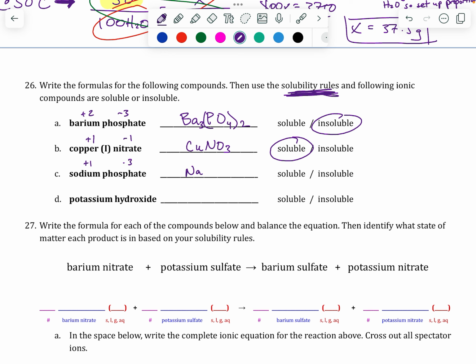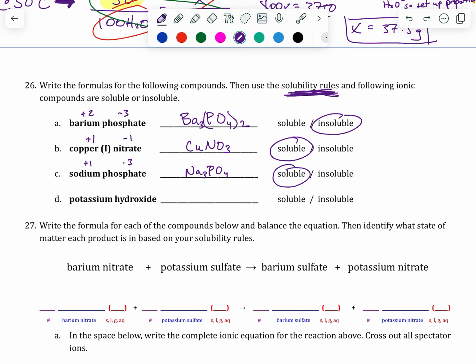So sodium being a +1, phosphate being a -3. Crisscross those. I only need 3 sodium for every 1 phosphate group. This is actually soluble. The other phosphate was insoluble because it was attached with barium. And remember the charge discrepancies there, right? The 2 and the 3 provide a stronger force of attraction between each other. But because sodium is an alkali metal, alkali metals are always soluble when they're with a partner.